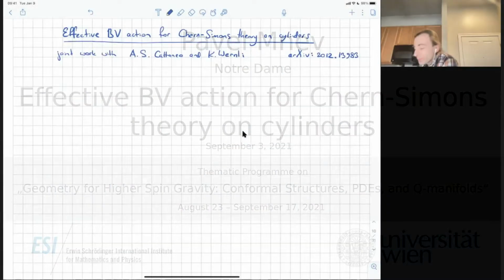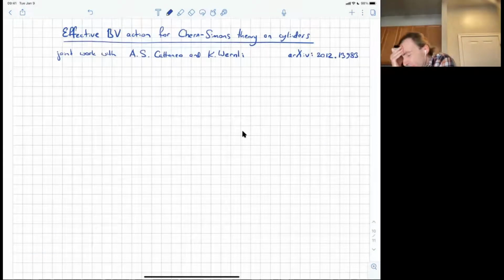Very good. So I want to talk to you about effective BV actions for Chern-Simons on cylinders and Chern-Simons-like theories. This is a joint work with Alberto Catania and Konstantin Wernli, and here's the archive link. And this link follows the quantum side of the story.